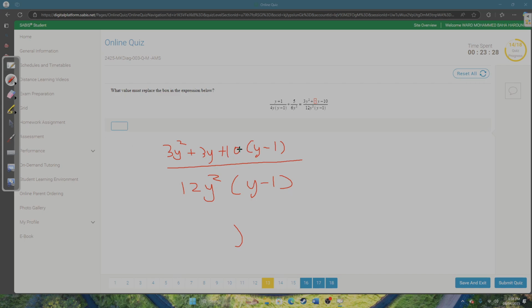I'm confused. Is it like we simplify? Wait 1 second. Okay, I got it. We're gonna distribute this. So it's gonna be 3y squared plus 3y plus 10y minus 10, and then we can just add these together. It's gonna be 13y, so 3y squared plus 13y minus 10. So the answer is the one with 13y because they want this one.